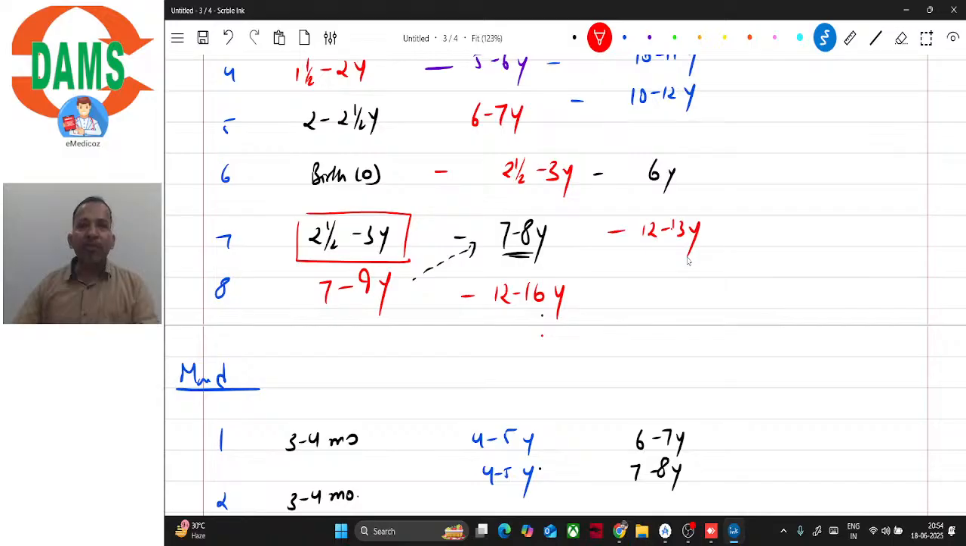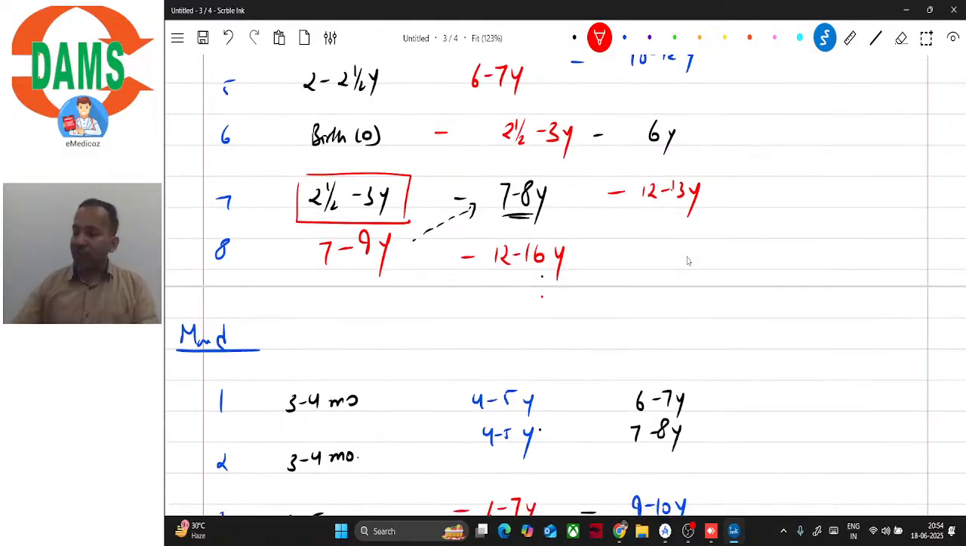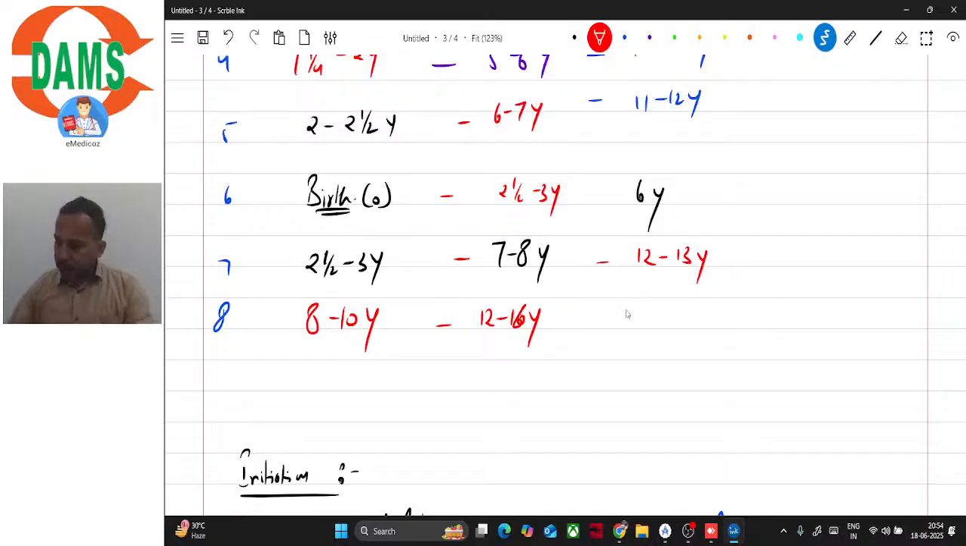And when do the third molars erupt? They are often called the wisdom tooth, isn't it? And since they are called the wisdom tooth, they erupt around 18 years of age. So if we take a rough age, they erupt at an age of around 17 to 21 years, right?